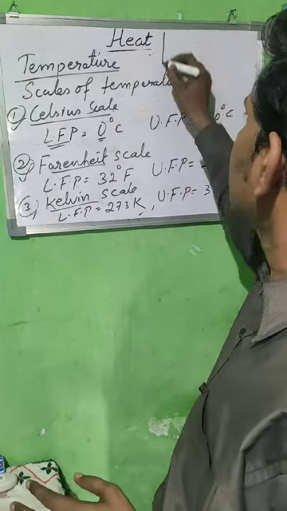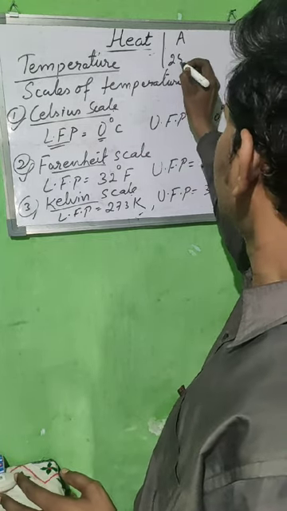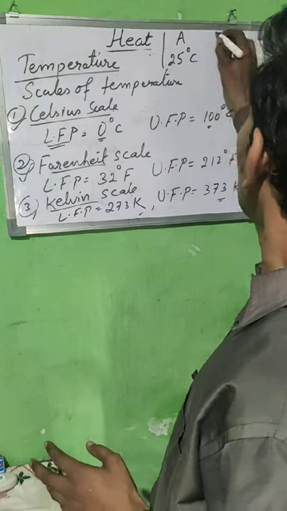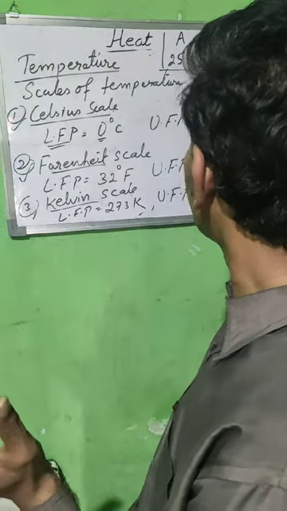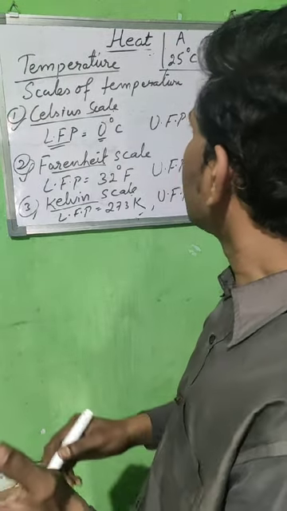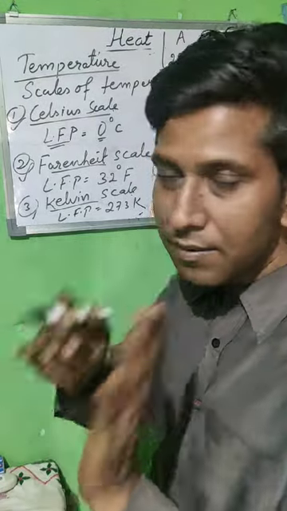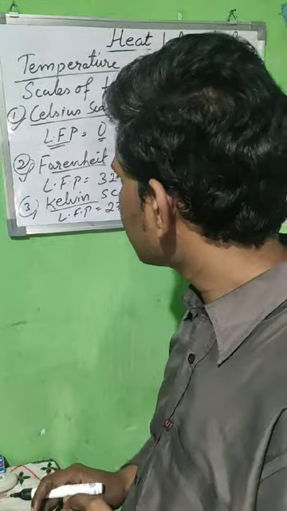For example, suppose there are bodies A and B. If body A has a temperature of 25 degrees Celsius and body B has a temperature of 35 degrees Celsius, which one is more hot? Definitely 35 degrees is hotter, so body B is more hot than body A. So the temperature scale gives the correct picture of hotness or coldness. So it's a very important term.